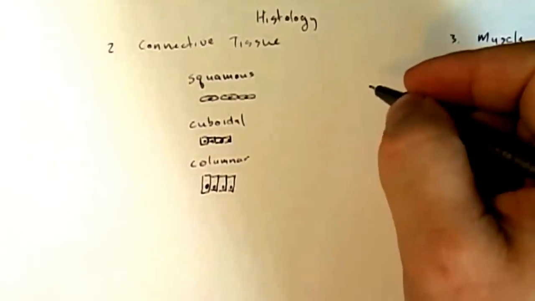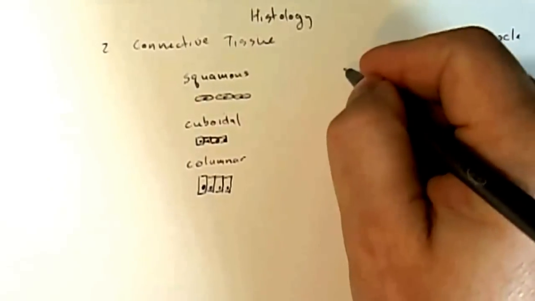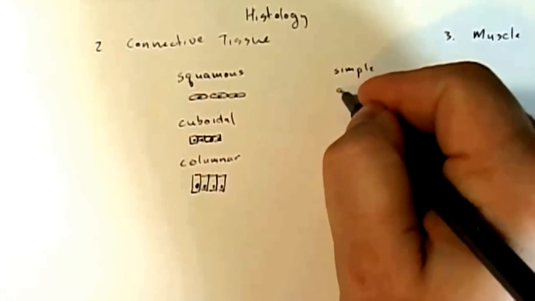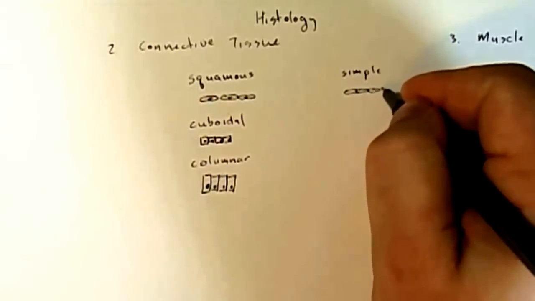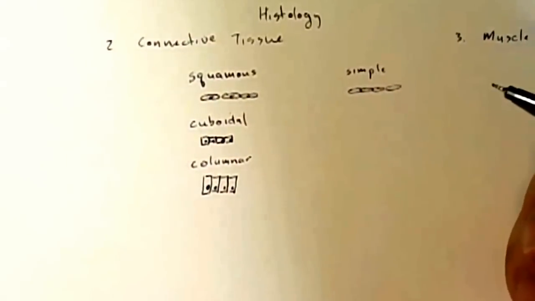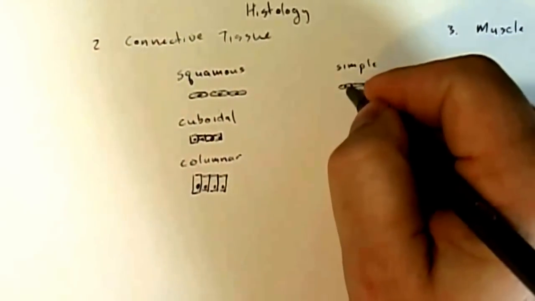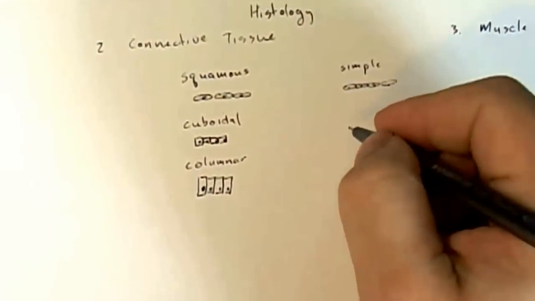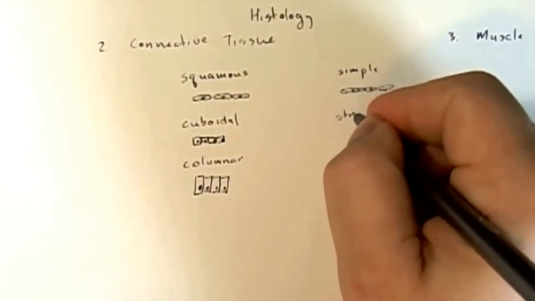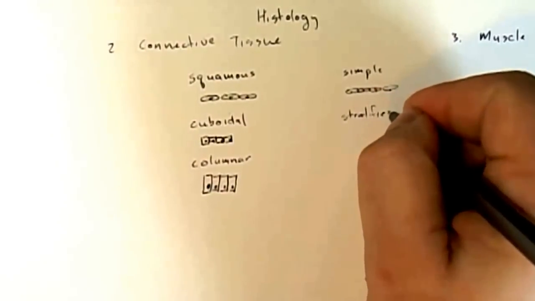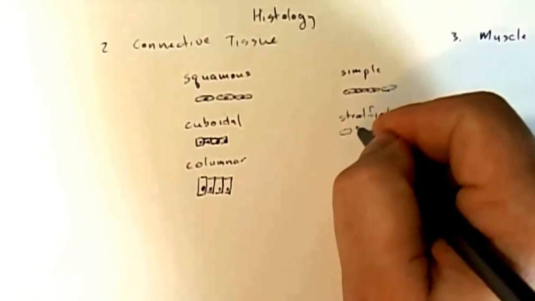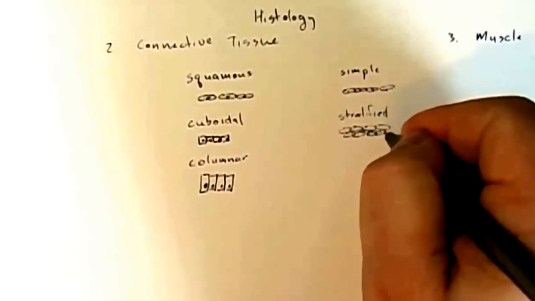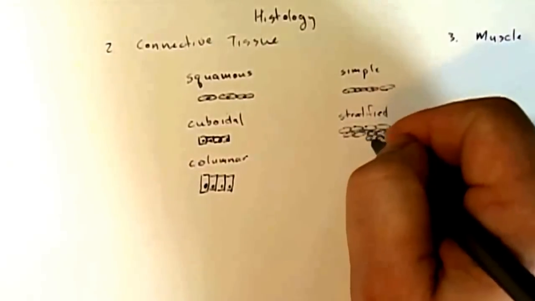The next thing is that they can layer themselves in different ways. So you can have a simple layer. If we did a simple squamous layer, it's 1 cell thick. So it's a layer of cells that are 1 cell thick. You can have stratified, which means there are multiple cells stacked on top of each other.